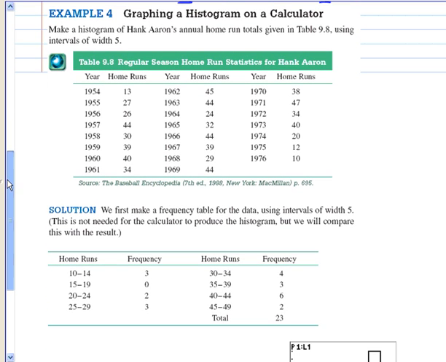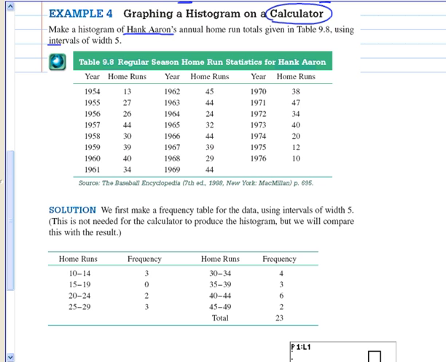So let's see if we can do a histogram on our calculators. We'll learn how to do that. We're going to make a histogram here of Hank Aaron's annual home runs. So there's a famous baseball player from a long time ago, long before there were steroids, anything like that existed. So when baseball statistics meant something for those who are pure baseball fans.